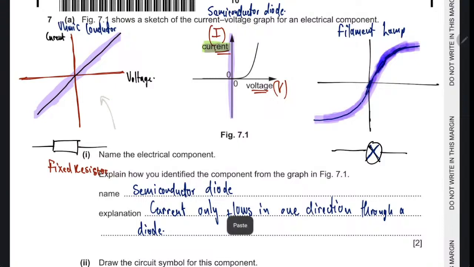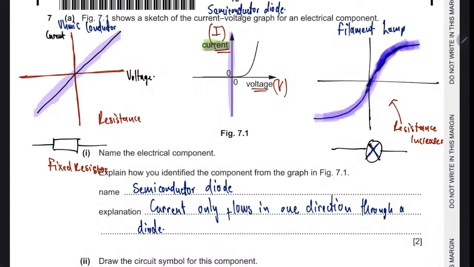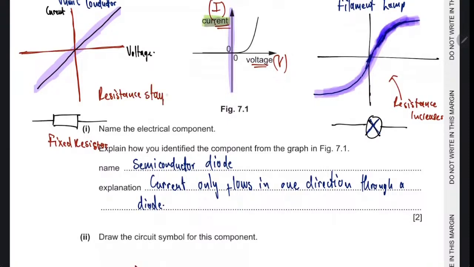For a filament lamp, resistance increases. Resistance increases for this guy. For this guy, you should say resistance increases as the bulb heats up. For here you should say resistance stays constant. Anyone with a question on this? Dear students, is there anyone with a question on this?